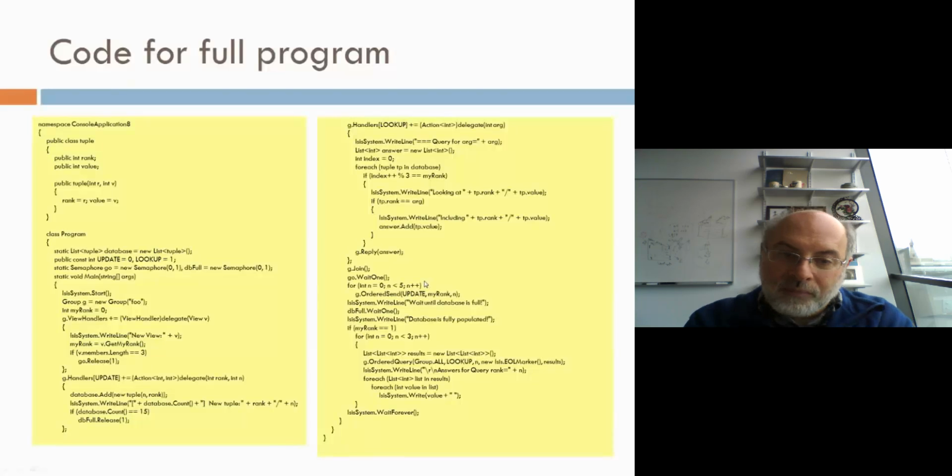So here's that program. It's too small to see, but let's talk a little bit about its main features. First of all, it defines a new kind of object called a tuple. Secondly, it starts ISIS, creates a group, and then attaches a view handler, an update handler, and a lookup handler. And here are the little constants I talked about: 0, 1, each type of action against a group is associated with one of these numbers.